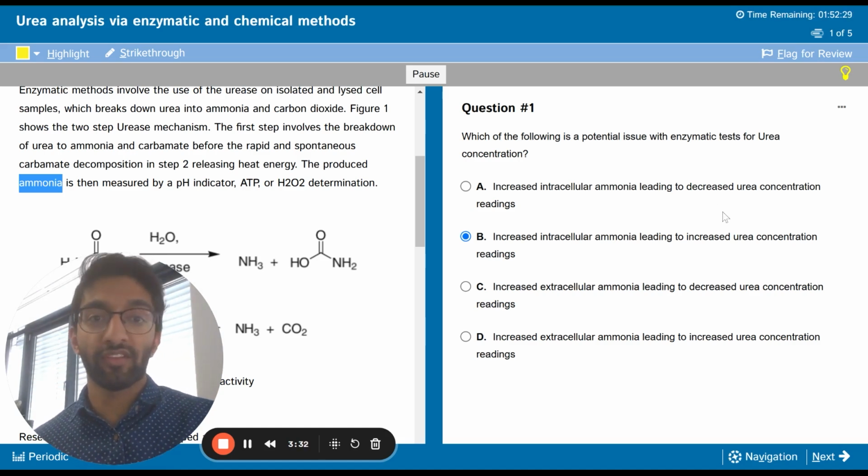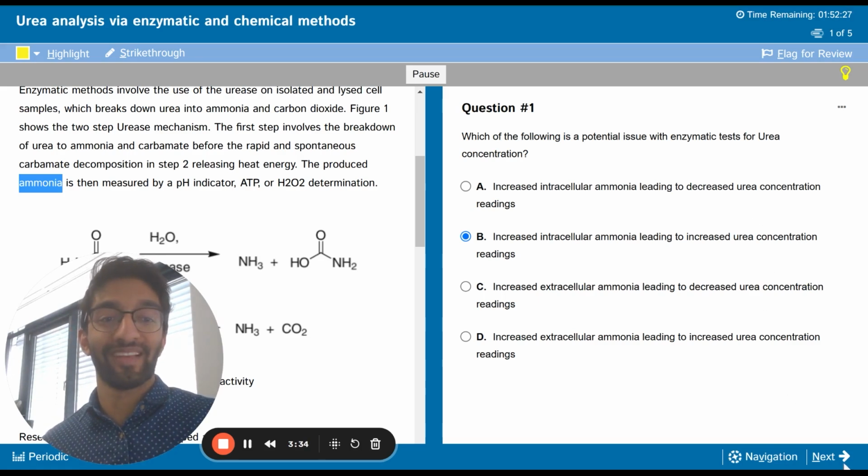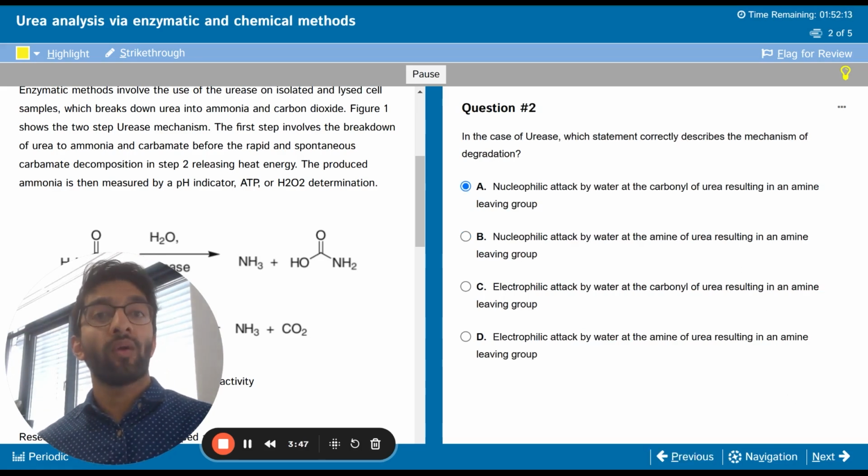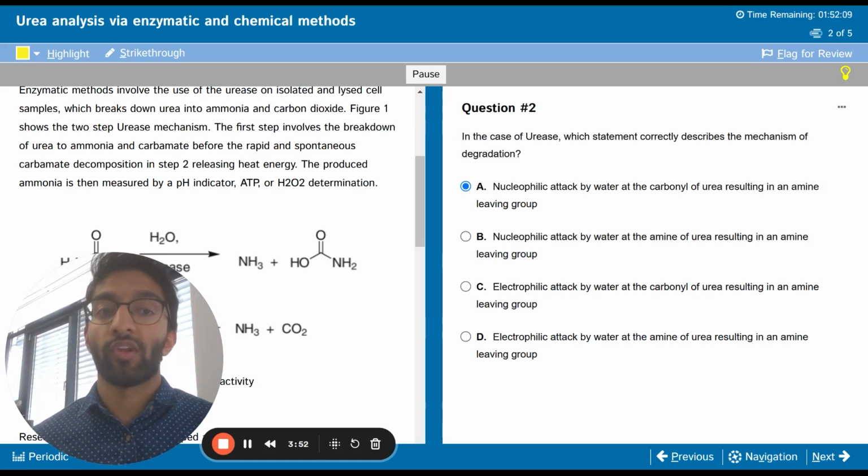Okay, so I hope that makes sense. Let's move on to the second question. Okay, so now the second question asks us, in the case of urease, so this enzyme that we heard about, what is the mechanism of degradation?